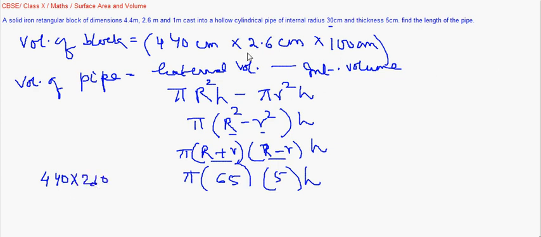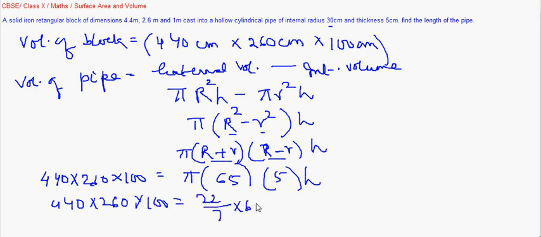So we should now equate this to 440 into 260. Oh, I made a mistake here, I have written 2.6, that should have been 260, into 100, equals this. We also need to substitute this pi, so it now would be 22/7 × 65 × 5 × h.